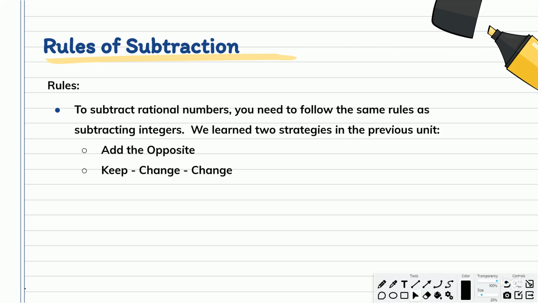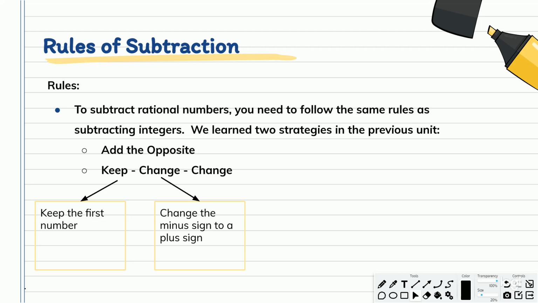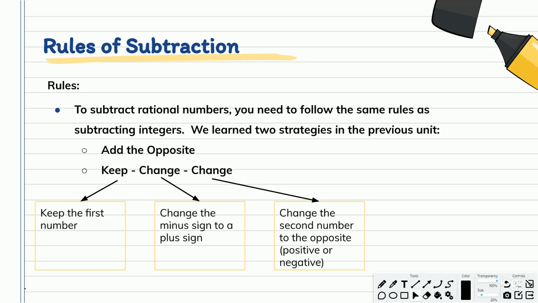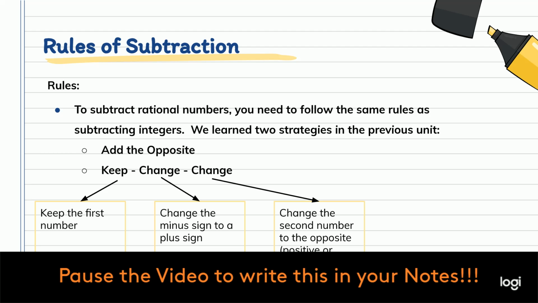So the first step for keep, change, change is keep, and the keep means that we want to keep the first number the same. We're not going to change anything with that first number. The change in the middle means that we are going to be changing our minus sign to a plus sign. And then the second change is change the second number to the opposite. So if it's positive, we're going to change it to a negative, and if it's negative, we're going to change it to a positive. After we do these steps, we then are just going to follow our addition rules that we learned in the previous unit. So if you need to right now, please pause the video to write this in your notes.